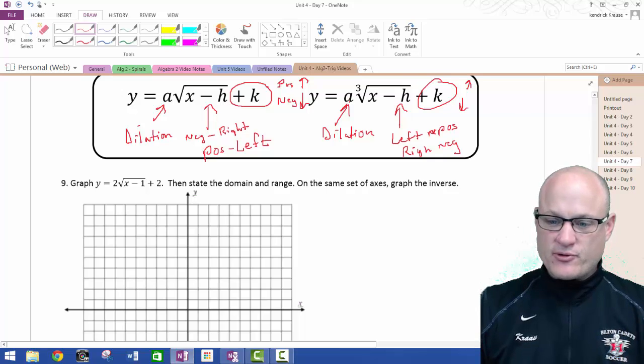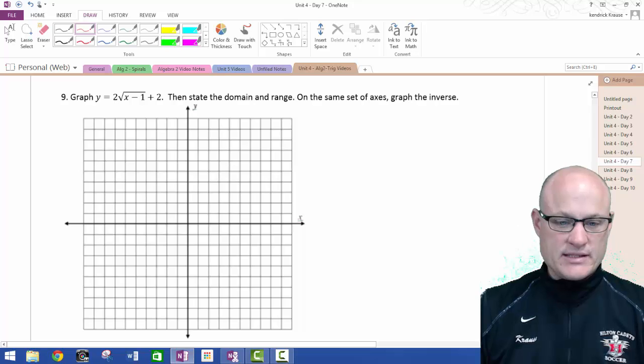So let's go through a few translations on some of these things, and then I think we'll be done. We'll state the domain and range. And I'm not doing the inverse. I don't know why I put this in here. So we're going to get rid of this. We don't have to do this.